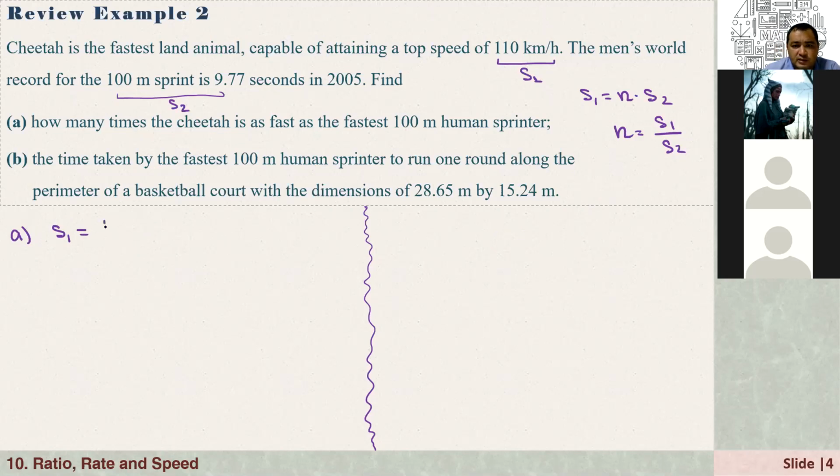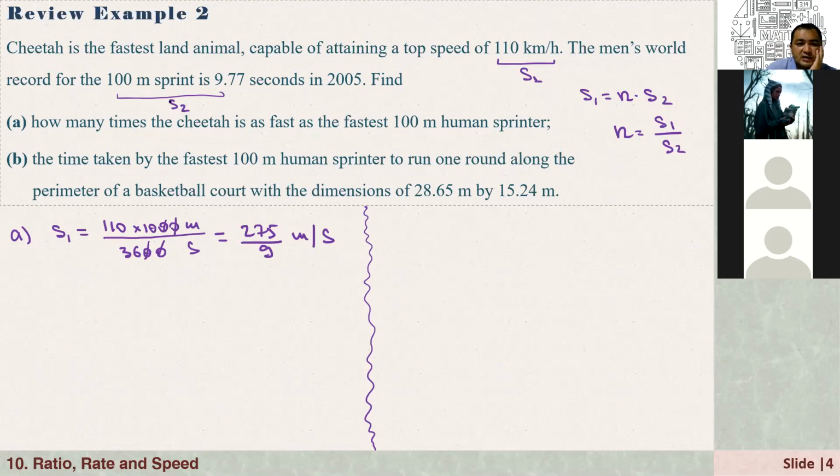Cheetah speed is S1, it is 110 kilometers per hour. A kilometer is 1,000 meters, and we know that 1 hour is 3,600 seconds. The 2s cancel each other. If you do 110, it is 1,100 divided by 36, which is equal to 275 over 9 meters per second. That is the speed of the cheetah in meters per second, right?